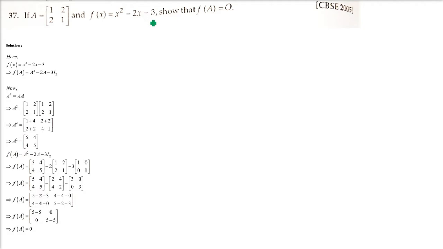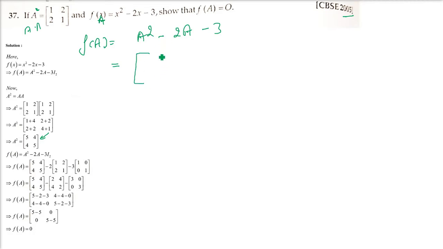Coming to this one, it is kind of the same question, but here is a twist. What is the twist? Only the expression which is given. CBSE 2005. f(x) is given as x squared minus 2x minus 3, and we need to find out f(A). f(x) is this, so f(A) will be: just replace wherever you find x by A. It will be A squared minus 2A minus 3. So just A dot A. I'm not doing it, I'm just telling you the value. I'm using A square directly. I hope you'll be able to do it.